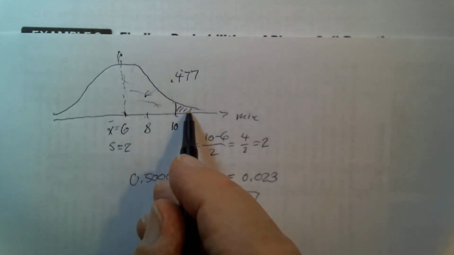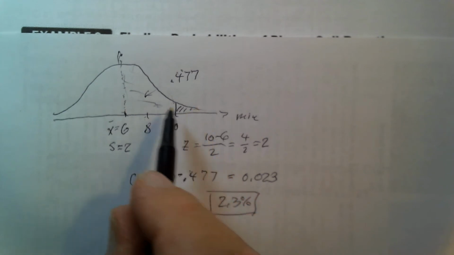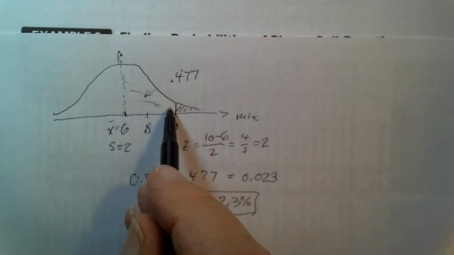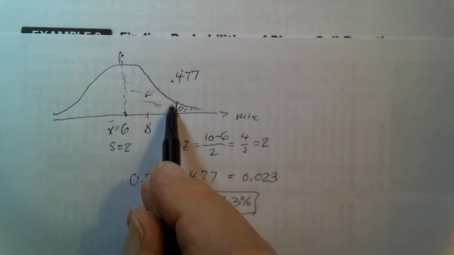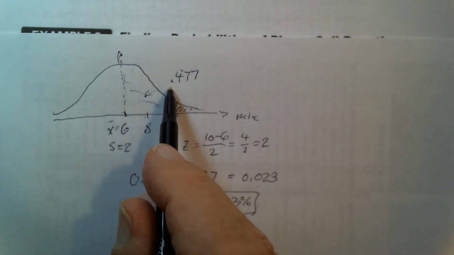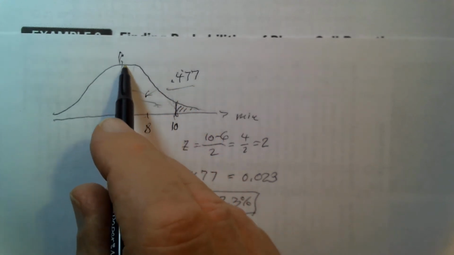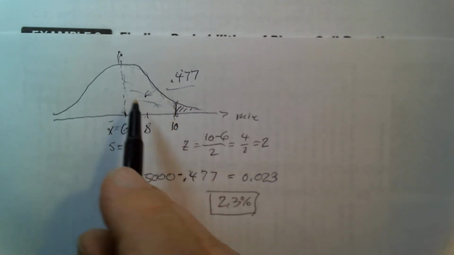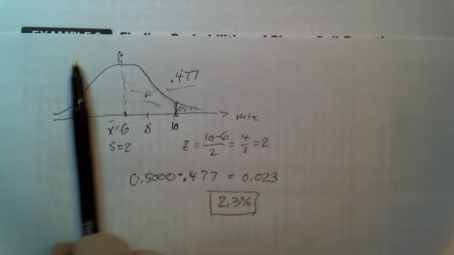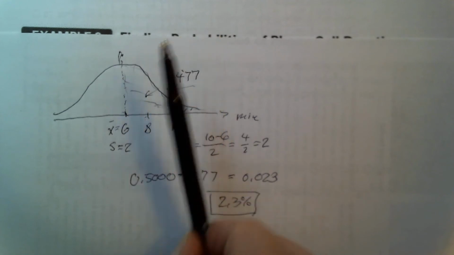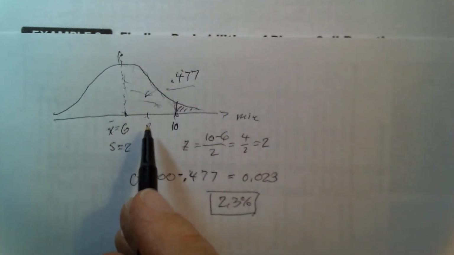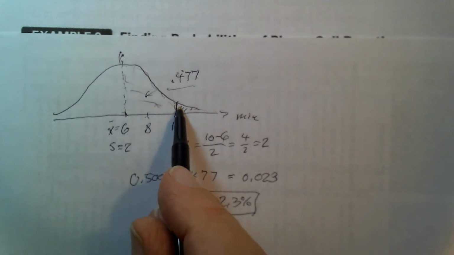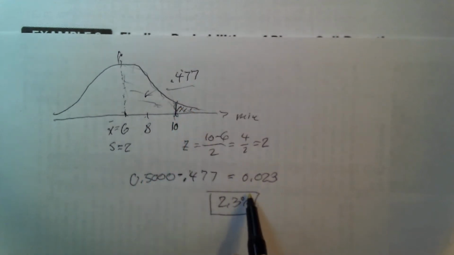Again, to determine the area here, we subtract the area we just computed based on a z-score of 2. The area based on a z-score of 2 is 0.477. That is this area here. The whole half area is 0.5. So we subtract from 0.5 this area here. We get the tail end here, and that's equal to 0.023 or 2.3%.